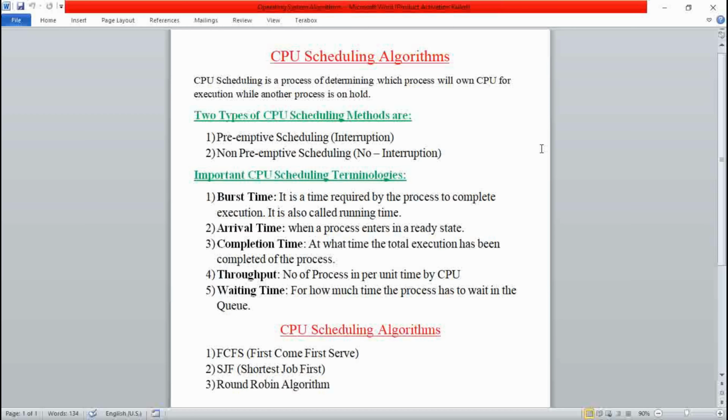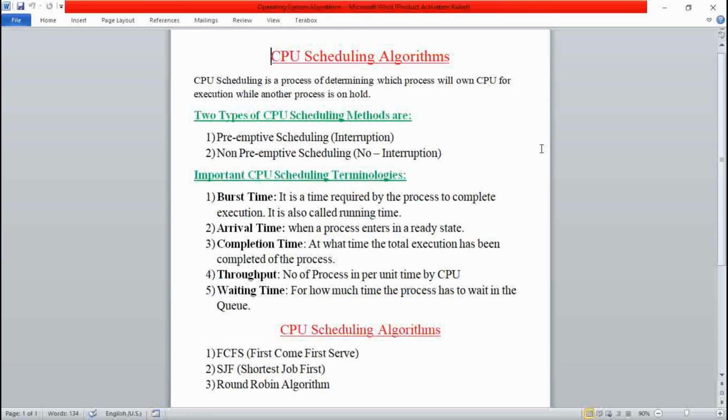So basically CPU scheduling algorithm is the process of determining which process will own the CPU for execution while another process is on hold. Like suppose there are two processes. If process 1 requires 10 seconds and process 2 requires 5 seconds, and the CPU decides to complete P1, it will give 10 seconds to complete P1 and keep P2 on hold. This is how a CPU scheduling algorithm works.